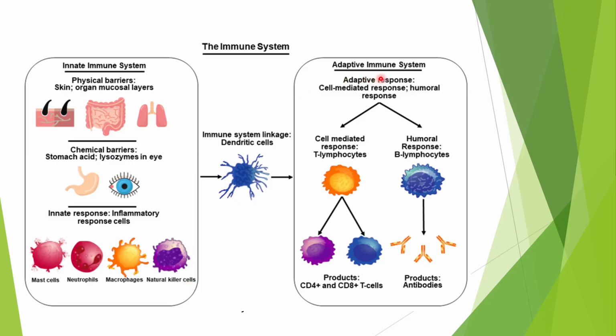Then we have the adaptive immune system. In adaptive, we have cell-mediated response and humoral response, which we just now discussed. Then we have T lymphocytes and B lymphocytes, with T lymphocytes being CD4 and CD8 plus, and here we have production of antibodies. Then we also have dendritic cells, which are a connection between both innate and adaptive immunity. They are involved in both types of immunity.